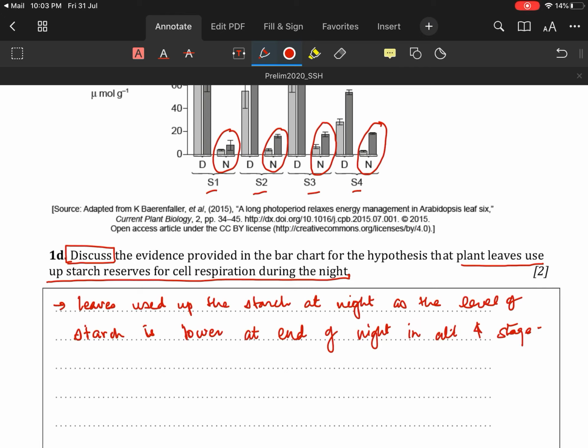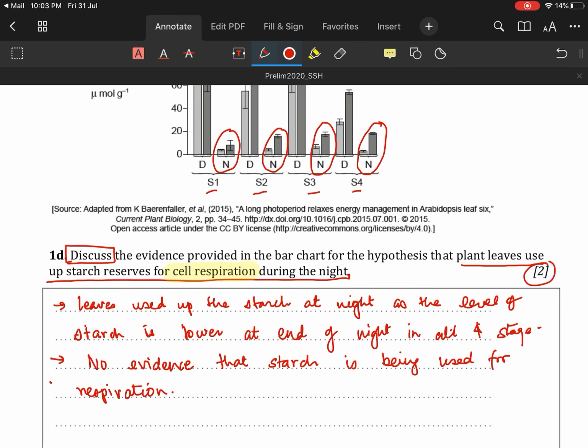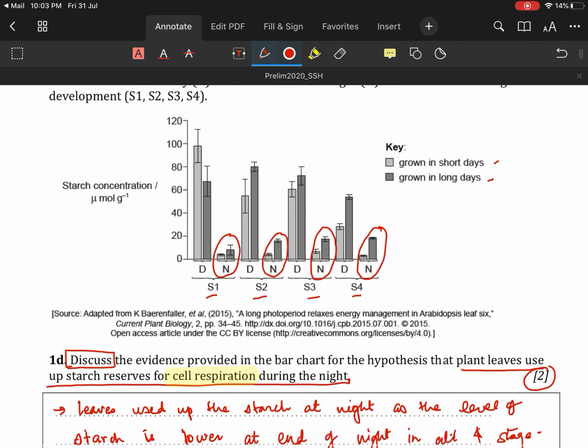But again we have to give 2 points. Another point you can add is that there is no evidence, because the question is saying the starch reserve for cell respiration. So this also you have to put as a point. No evidence that starch is being used for respiration. It is nowhere in the graph shown that it is used up in respiration.